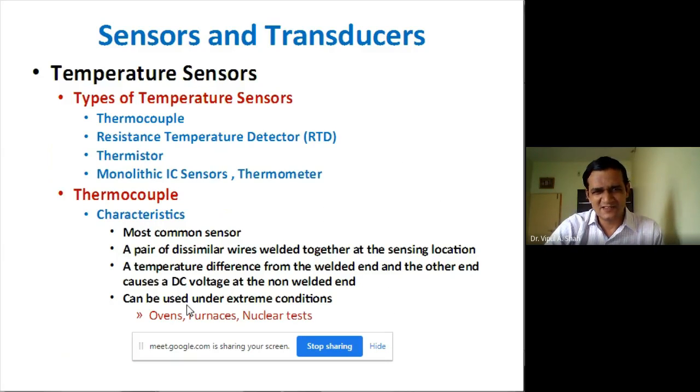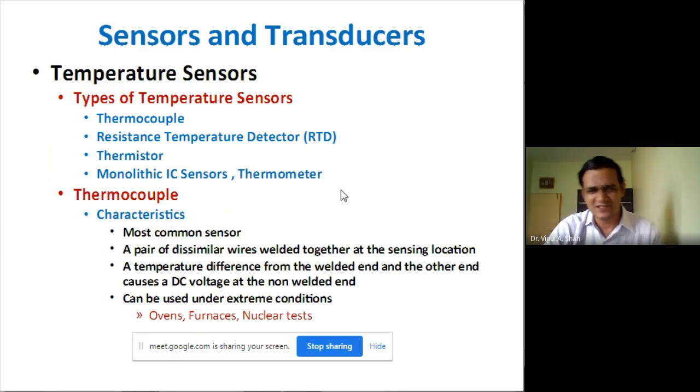Now we'll start with the temperature sensor. Temperature sensors are available in terms of various ranges of operation. They are basically thermocouple, RTD. RTD is nothing but resistance temperature detector. Then we have thermistor, monolithic IC sensors, thermometer, which is our normal thermometer used by our doctors. The thermocouple is the most common sensor, which is utilized for higher temperature measurement.